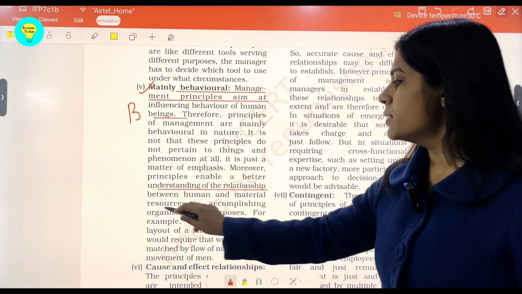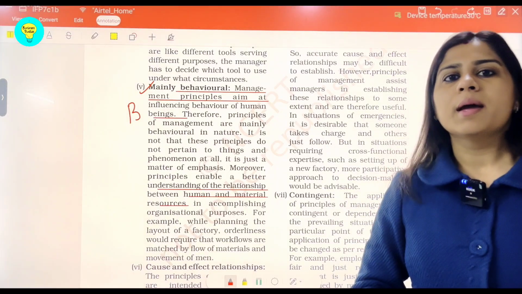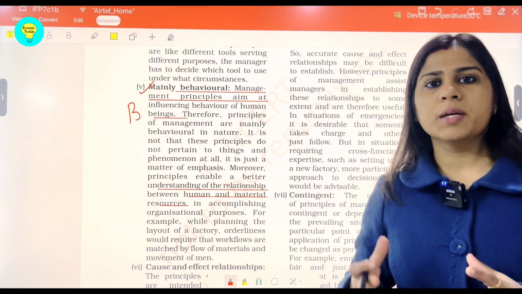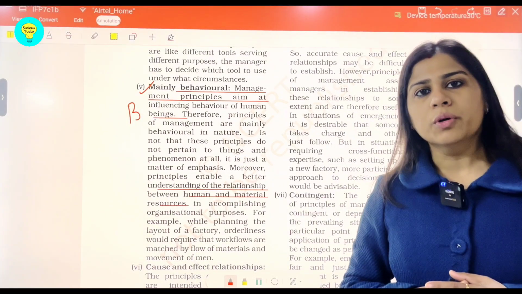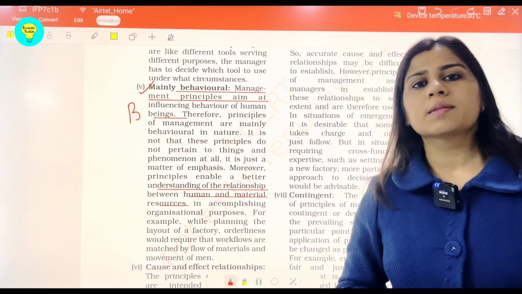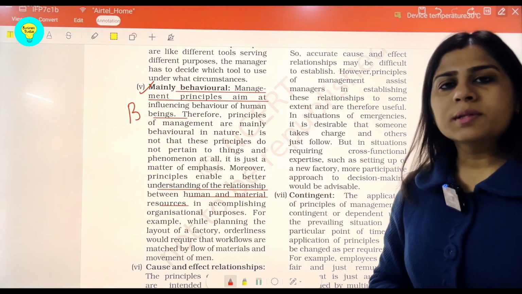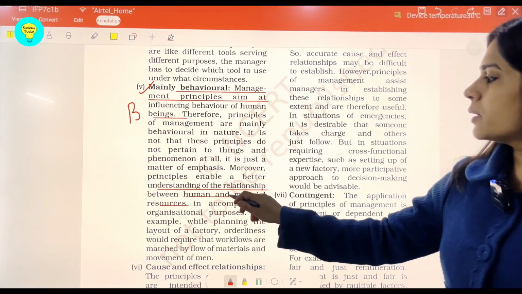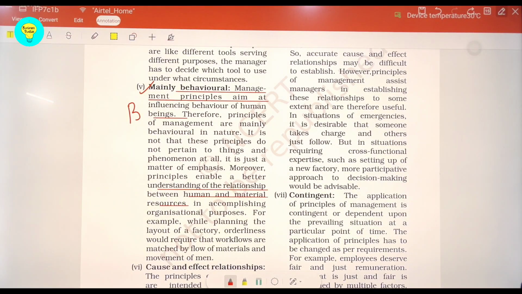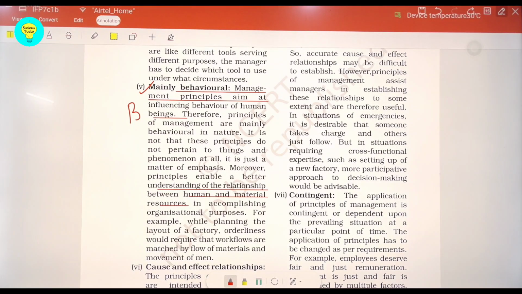You see students, in an organization both kinds of resources are required, and there has to be a compatibility between the two. The human resource must be compatible with the physical ones in order to get the work done, and that's why these principles are called behavioral. So this particular line can be taken to form a case-based question on the characteristics of management principles.